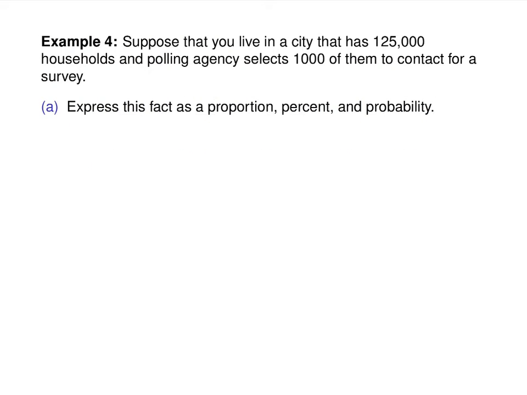Okay. So suppose you live in a city that has 125,000 households and a polling agency selects 1,000 of them to contact for a survey. So express this fact as a proportion, percent, and probability. So what is the proportion? The proportion is the 1,000 over 125,000, right? Did you guys learn about canceling zeros in elementary school? Okay. So I think this cancels to 1 over 125.